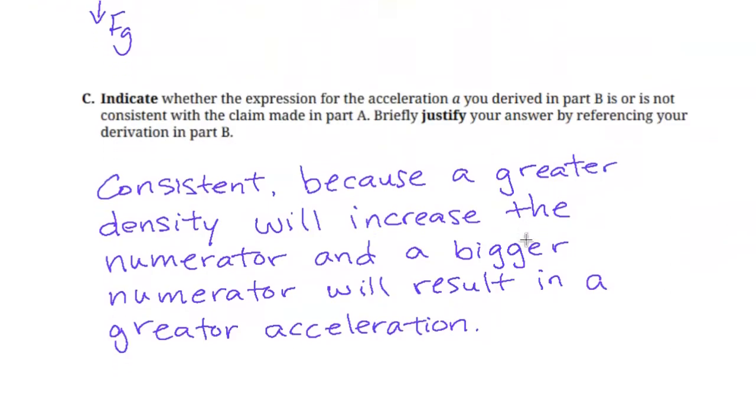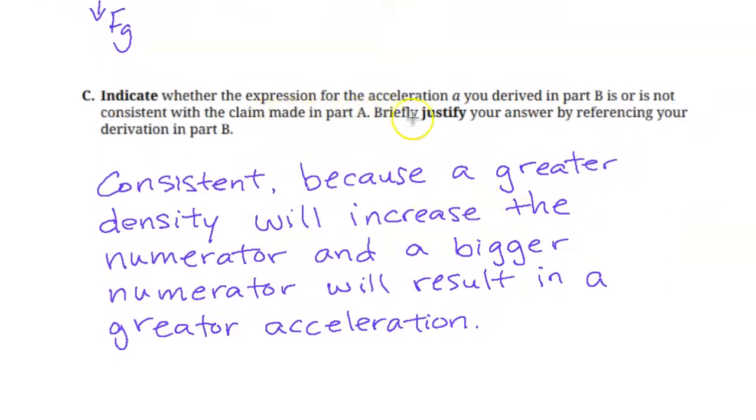Part C. Indicate whether the expression for the acceleration a you derived in part B is or is not consistent with the claim made in part A. Briefly justify your answer by referencing your derivation in part B.